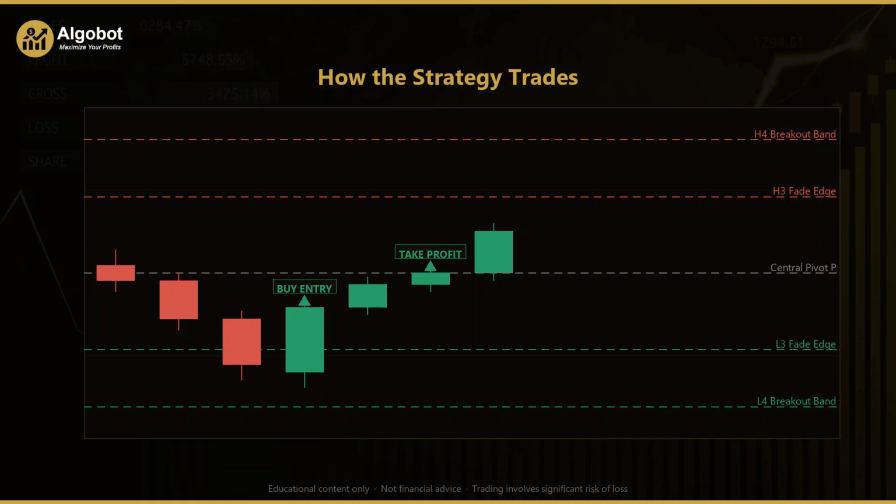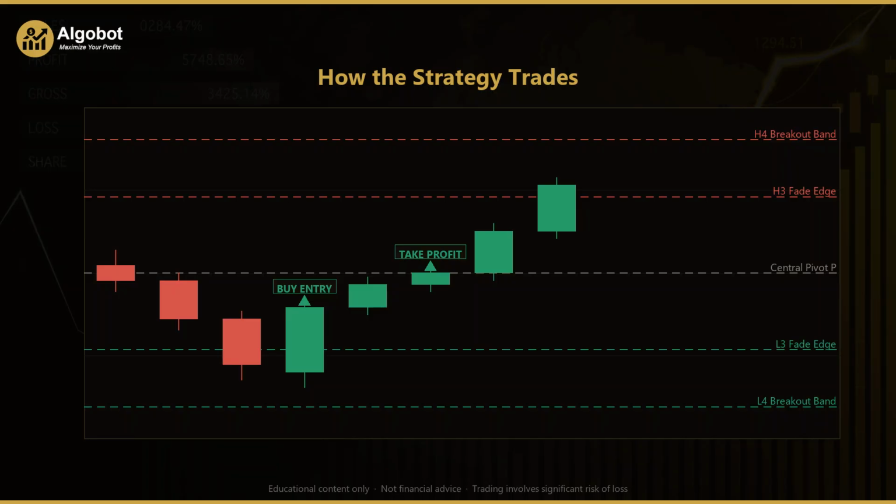The next candles lift steadily off the lower band, working back toward the middle of the range. The long is simply riding the bounce back toward fair value. When price reaches the central pivot, the take profit marker prints and the trade is complete, a clean mean reversion move from the lower edge back to the pivot, exactly as the logic intends.